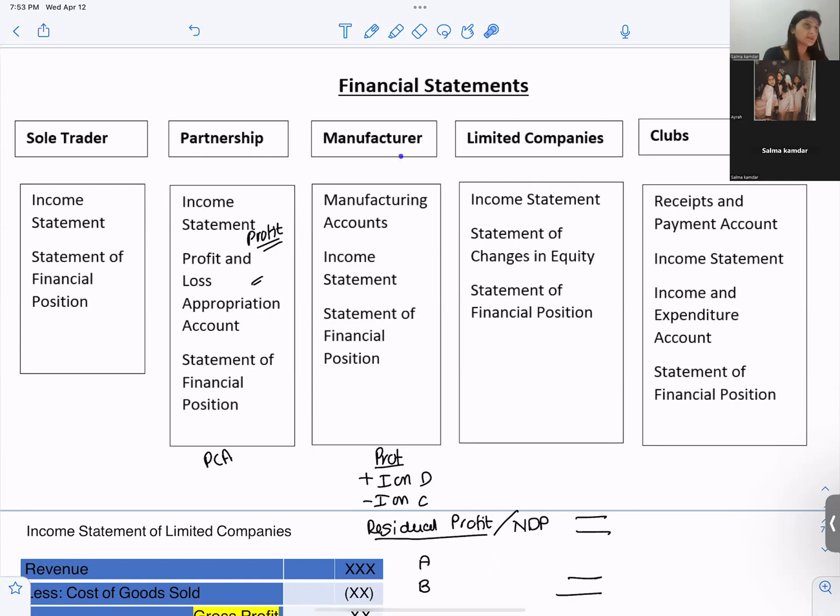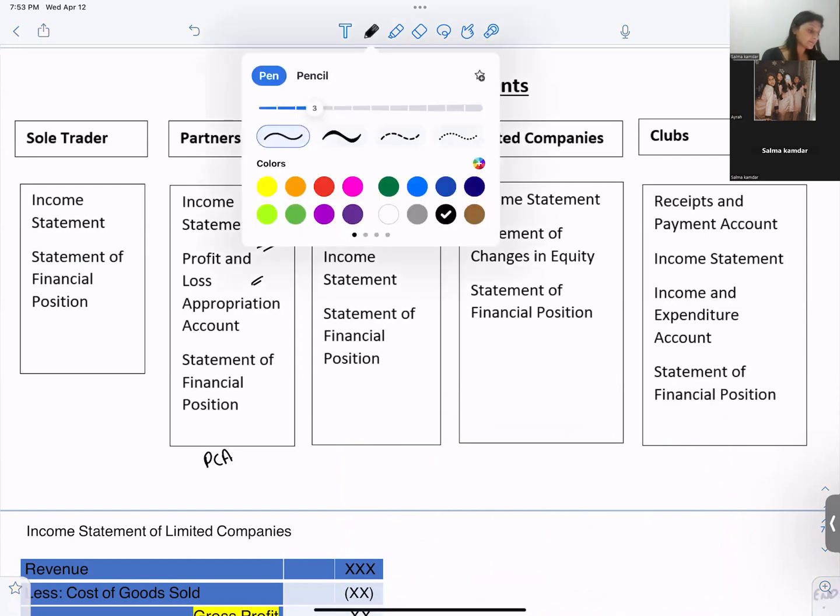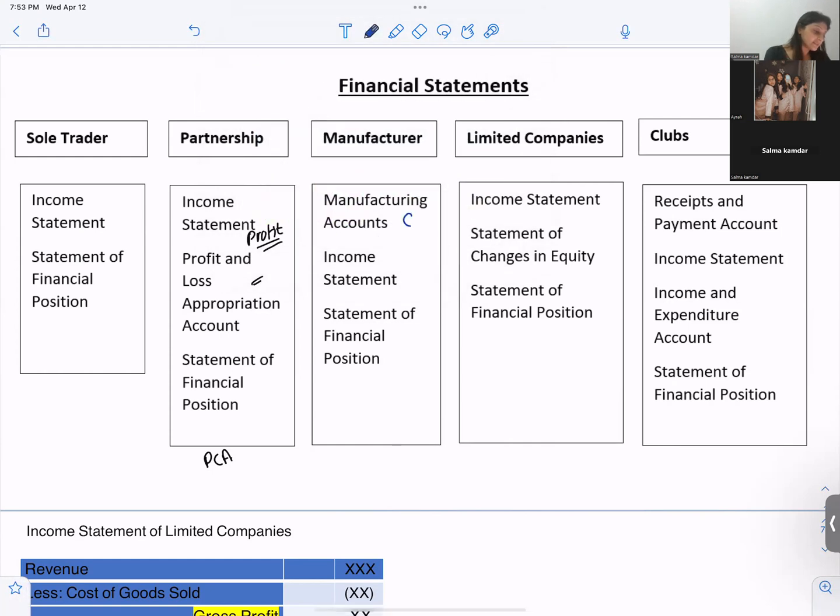In the manufacturing account, what are the financial statements that you prepare? Manufacturing account, income statement, and statement of financial position. The manufacturing account is prepared to find out what? The cost of production. The income statement is prepared to find out the profit for the year. And the statement of financial position is normal.